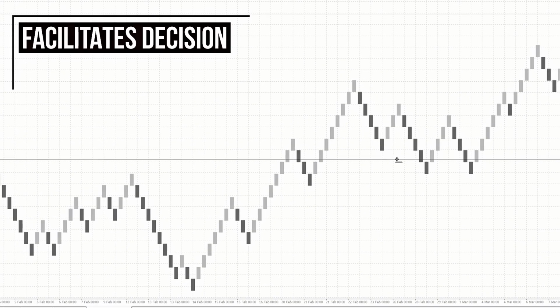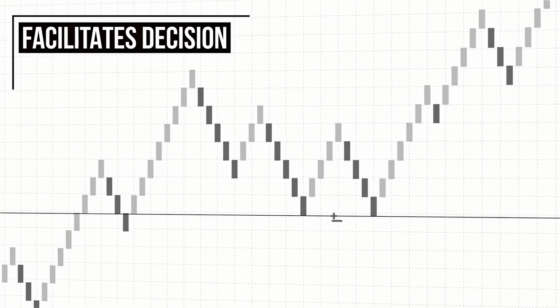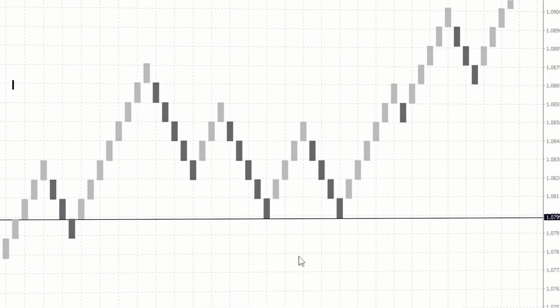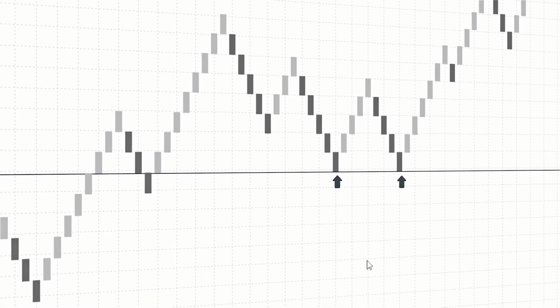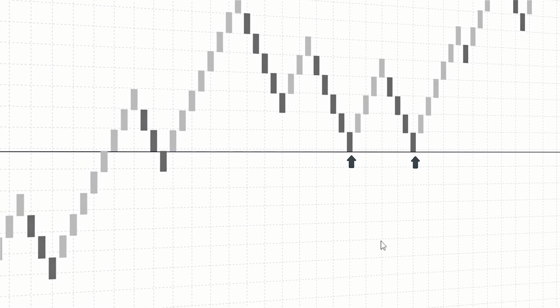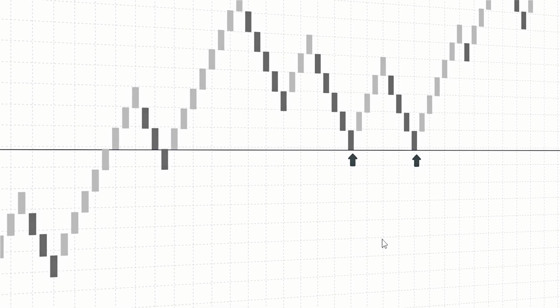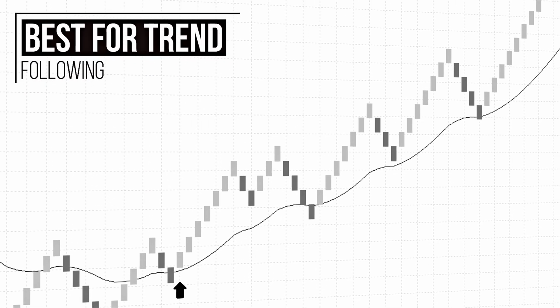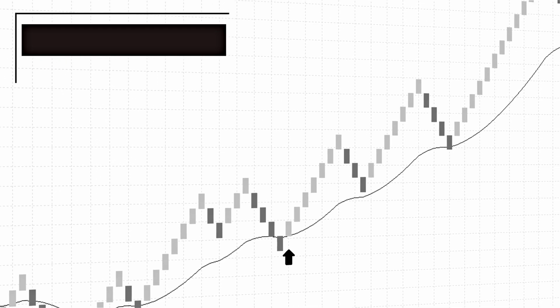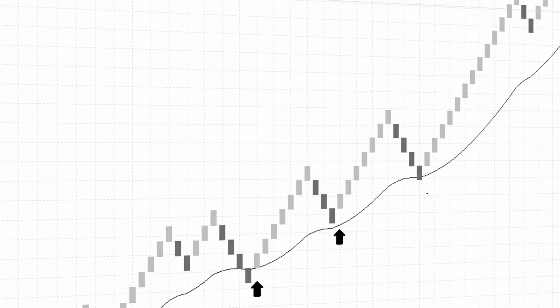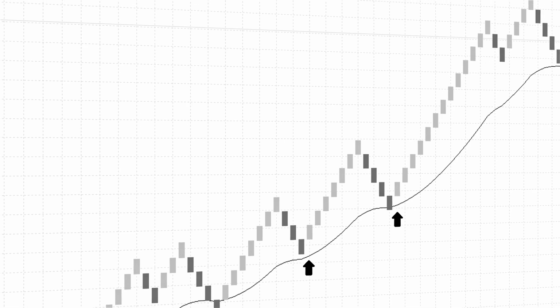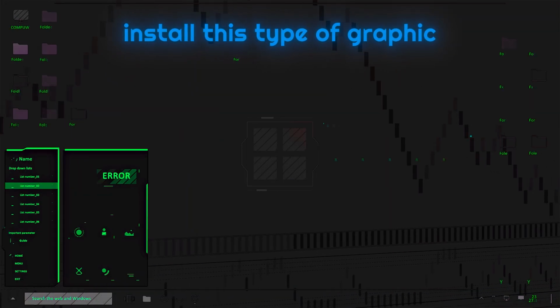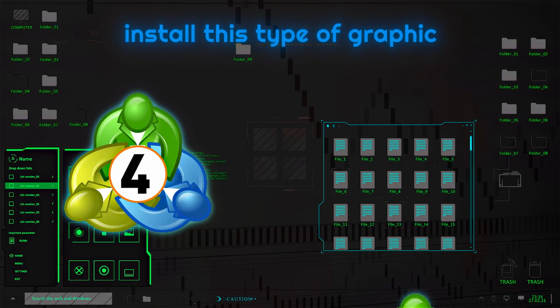Decision making. The Renko chart helps you see support and resistance points more clearly, as well as trend breaks and ranges, which helps you determine critical points such as entry or exit, stop loss, and take profit. Best for trend following. Because it highlights trends more clearly, it is ideal for trading strategies that focus on following large market movements.